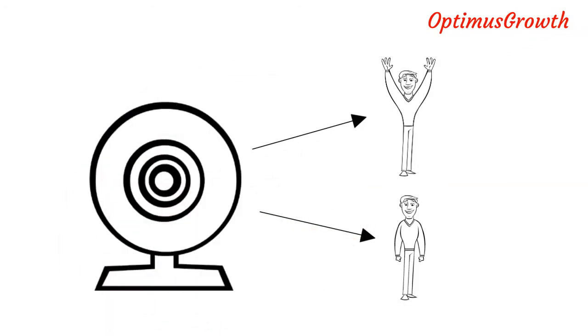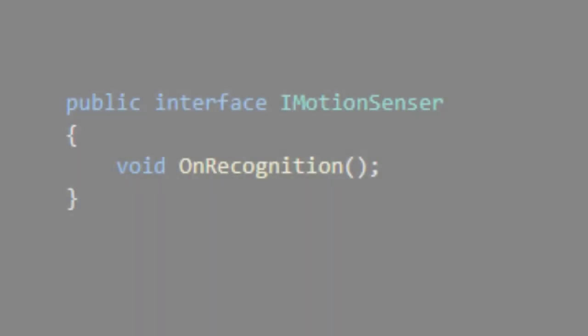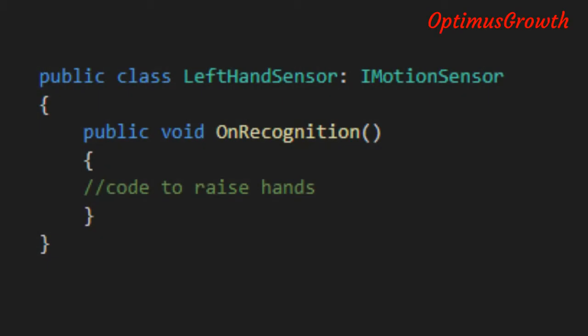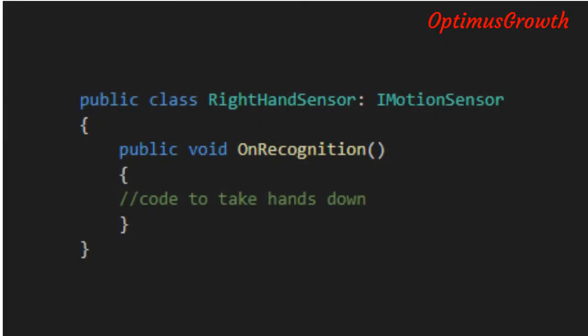So let's say instead of animating based on mouse clicks, we want to animate the character based on gestures. Now, to write it programmatically, we are going to create a new interface IMotionSensor, which has a method onRecognition. We now need to create a left hand sensor which implements IMotionSensor and defines onRecognition to raise both hands. We also need to define the right hand sensor which also implements IMotionSensor to define onRecognition to take both hands down.